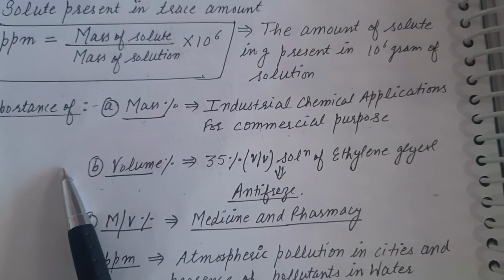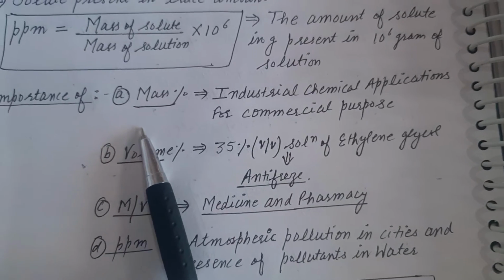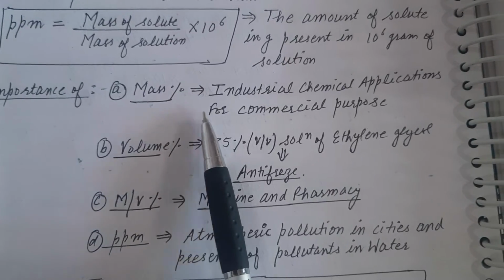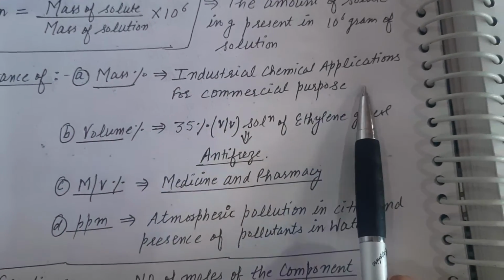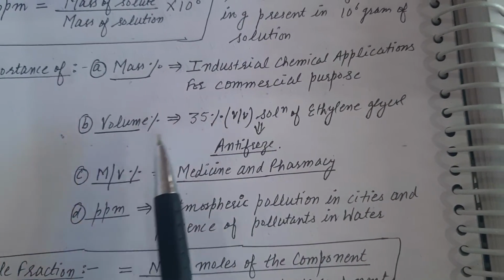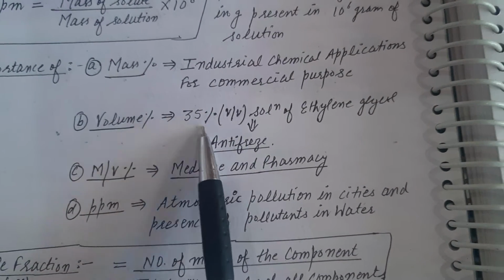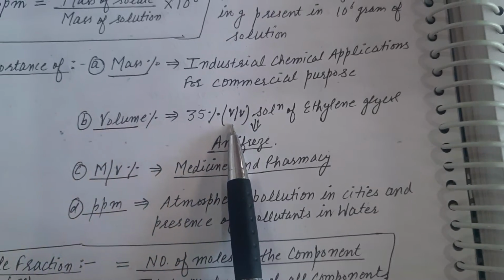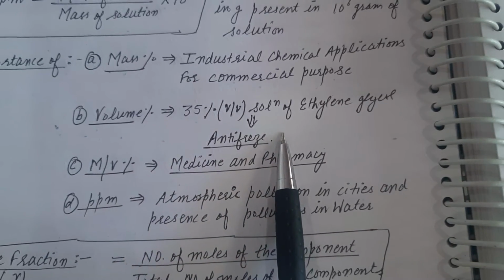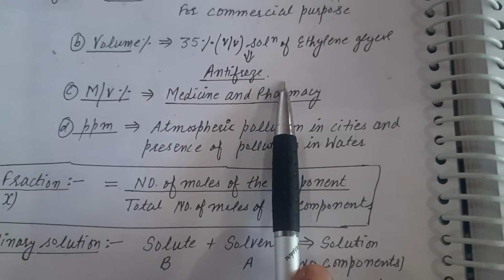Now, what is the importance of the different expressions of concentration in different areas? First one, mass percentage. Its importance is in industrial chemical applications for commercial purposes. Next, volume percentage. It is used in special mixtures, like a 35% V by V solution of ethylene glycol gives rise to an antifreeze solution, which we will discuss later. What is antifreeze and what is the function of antifreeze?